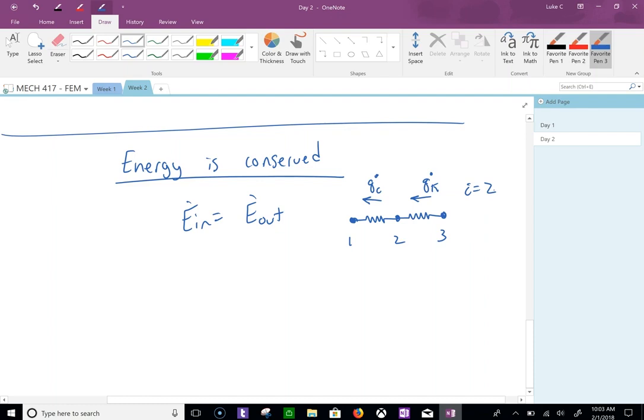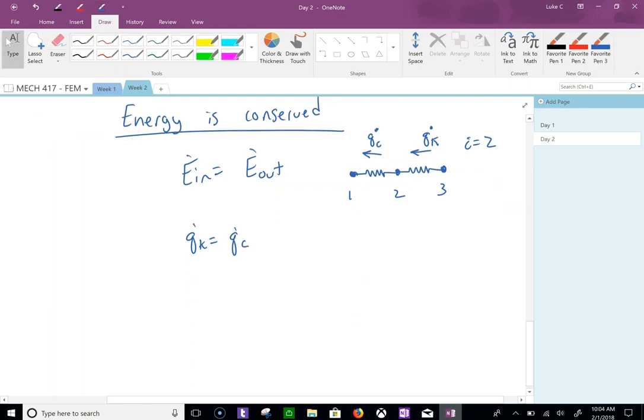So here I have two elements, and I'm looking at nodes 1, 2, and 3. So what I'm going to do is look at what's happening to node 2. At node 2, energy is conserved. What's coming in to node 2? Energy from the node 3 or the element 2, right? But what is it in heat transfer? Conduction or convection? Conduction. And what's leaving node 2? Convection.